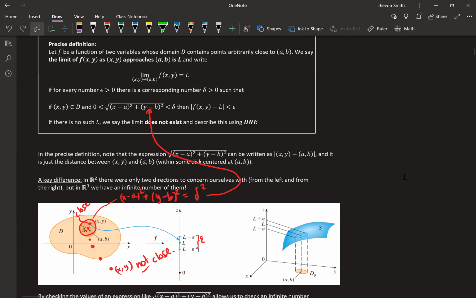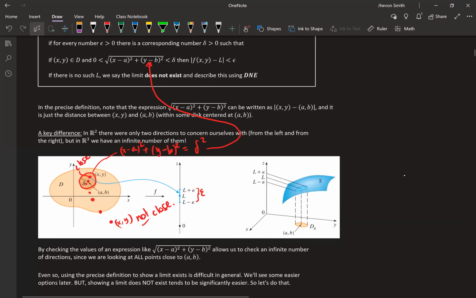Okay, so another view here. I have points (x, y). These are my (x, y)'s in the xy plane. As they inch close to this, you'll notice that my z values are inching closer and closer to the L value. And so we can say the limit as (x, y) approaches (a, b), you will get an answer close to L. Okay, so that's the intuitive definition.